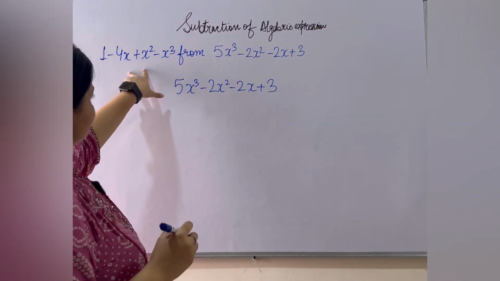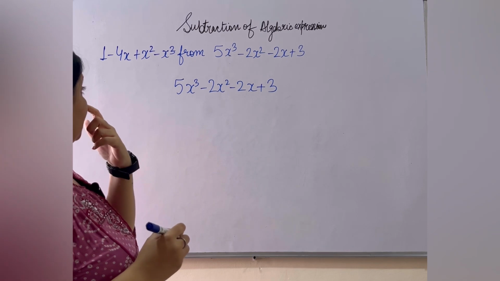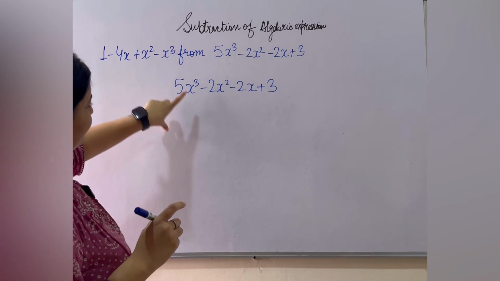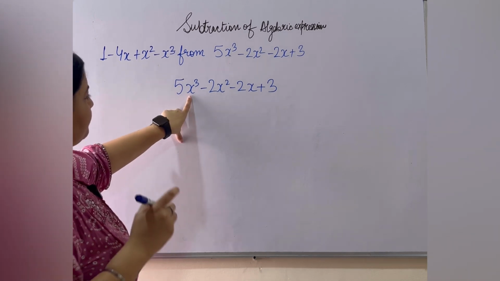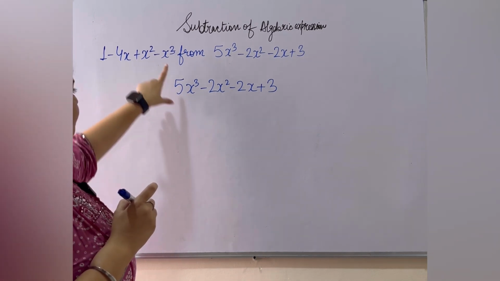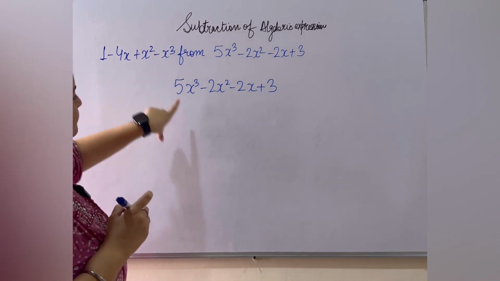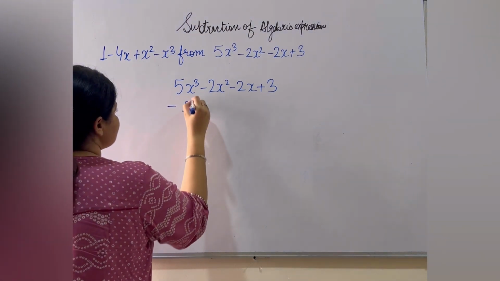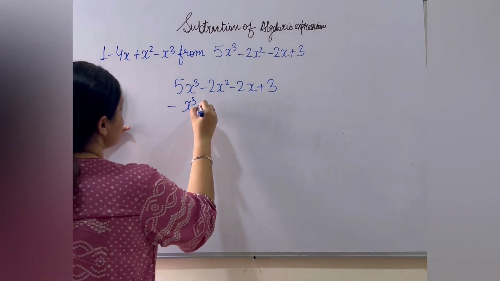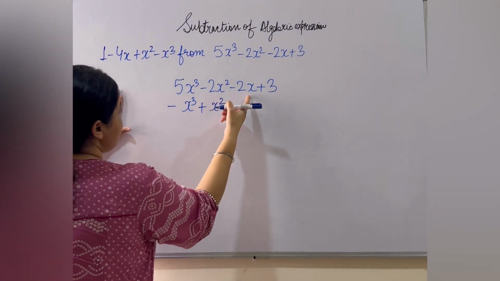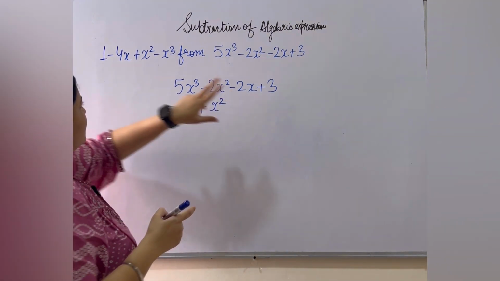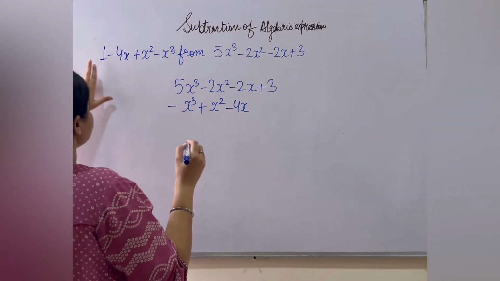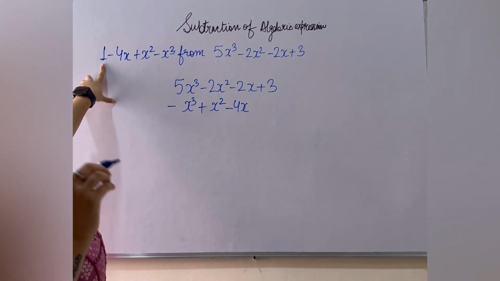Now we will write this expression below this. But what we have to keep in mind, we have to write the same variables below this. Suppose it is x cube, so we have to write this term first. Below the 5x cube, it is minus x cube. Now x square, it is plus x square. Now we have to write the term with variable x. It is minus 4x. Then here we have 1, constant 1.